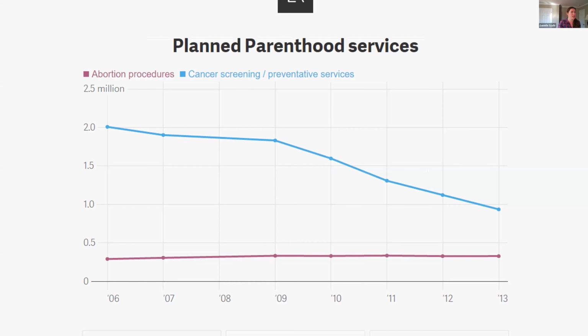If we take this chart and simply put these two lines on the same axes, we see something like the data here. We have our preventative screenings in blue and abortions in red, and we can see that there is a slight increase and a slight decrease corresponding to what we see in the chart.